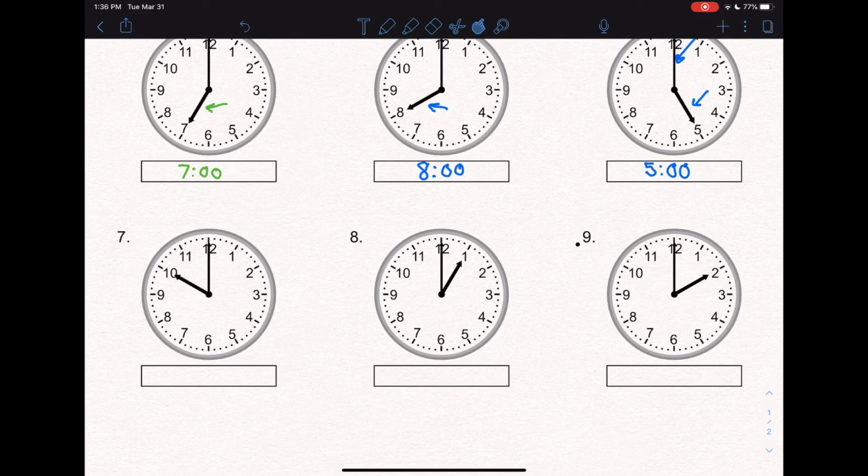If you notice, you first need to look at this hand. What number is it directly pointing to? I'm going to give you a hint. All of these have the little dots to represent the difference between the hours and the minutes. Remember, hours go here, minutes go here. So this one is 10 o'clock. Number 8 is 1 o'clock. And number 9 is 2 o'clock.